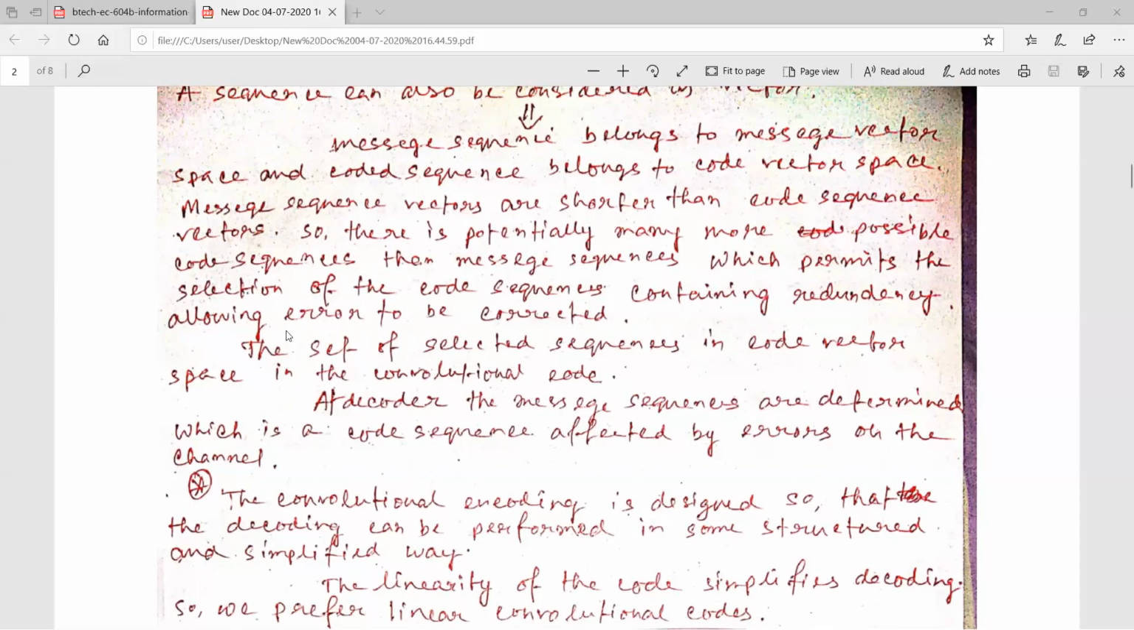Used for the error control. Okay, for the error control. So this is an error control code. That's why the code word consists of redundancy. Okay, so we use the redundancy.